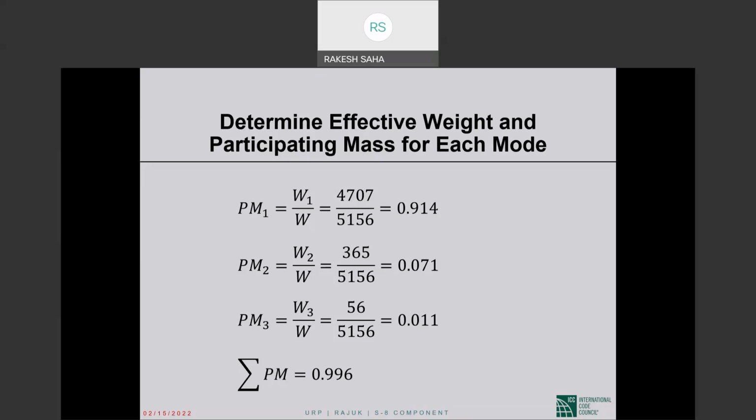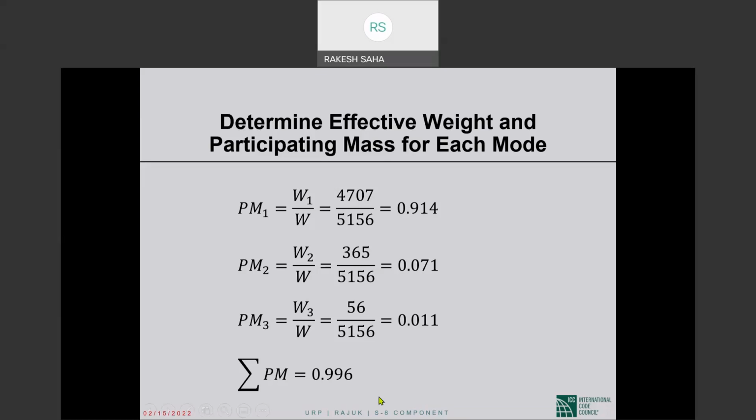ASCE 7 says as long as you have captured 90% of the modal mass, that's as many modes as you need to consider. Here, the first mode itself accounts for more than 90% of the modal mass. So all we need to consider is the first mode. We carried all 3 modes, but technically, according to ASCE 7, at this stage, we could drop the second and the third mode and proceed with only the first mode.